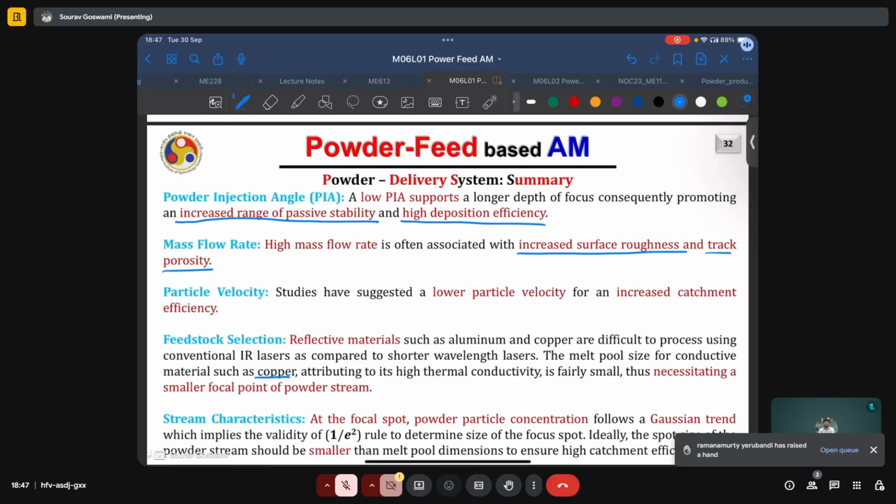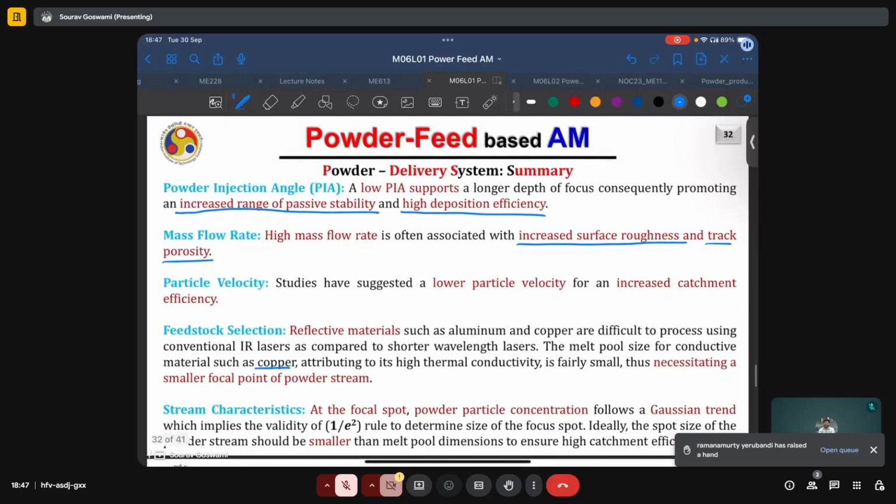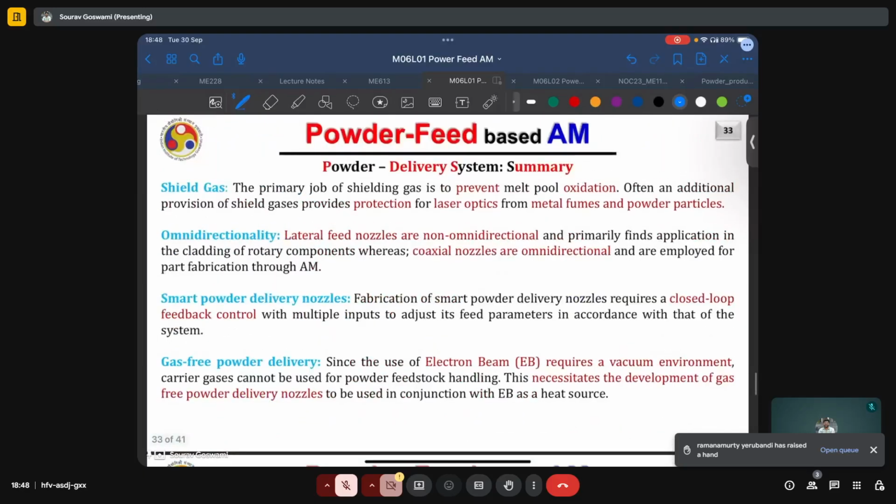Coming to the stream characteristics, at the focal spot, powder particle concentration follows a Gaussian trend, which implies the validity of the 1 by e squared rule to determine the size of the focus spot. Ideally, the spot size of the powder stream should be smaller than the melt pool dimensions to ensure high catchment efficiency, as we just saw. The primary job of the shielding gas is to prevent melt pool oxidation, and an additional provision of shield gas provides protection for laser optics from metal fumes and powder particles.